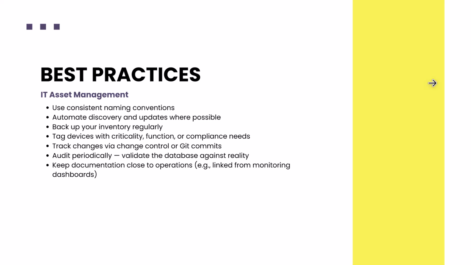Next one is keep documentation close to operations, link from monitoring dashboard. So documentation should be very close to operations, right? You don't have to search or go through lots of processes to know where the documentation is, so that if something changes and I need to change it in the document immediately, I have access to it as soon as I need it, right?